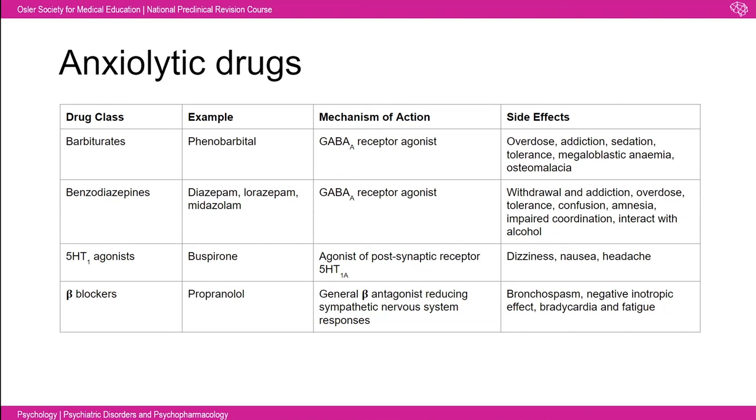Then you've also got buspirone, which is a serotonin receptor agonist, which has much fewer side effects. I believe it's also better to use because it has a lower threat of abuse. And then you've got beta blockers, which we know can also be used for things like hypertension. They usually use propranolol, which is a general beta antagonist, and it works to reduce overall sympathetic nervous system responses. The main side effect you need to know about is bronchospasm, because that means it cannot be given to people who are asthmatic.